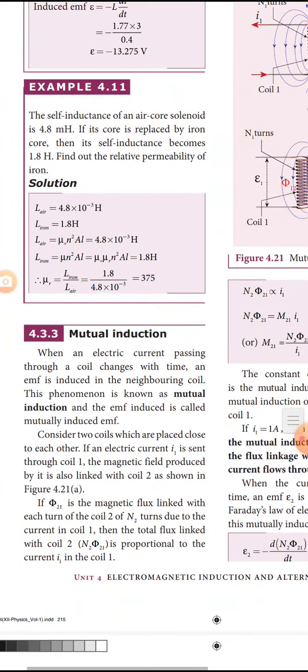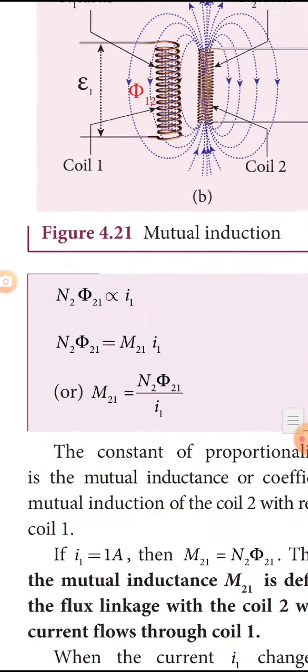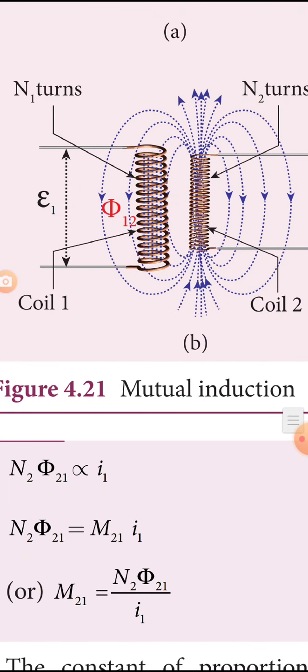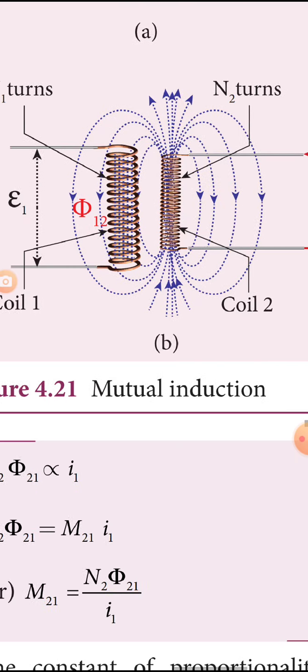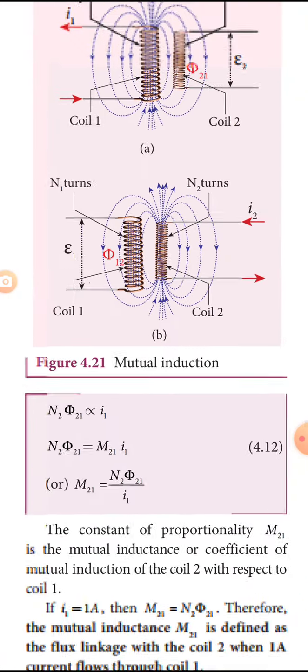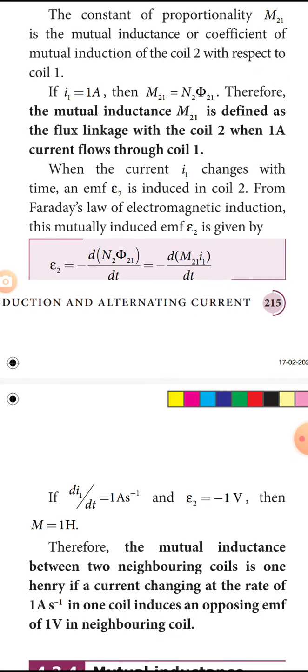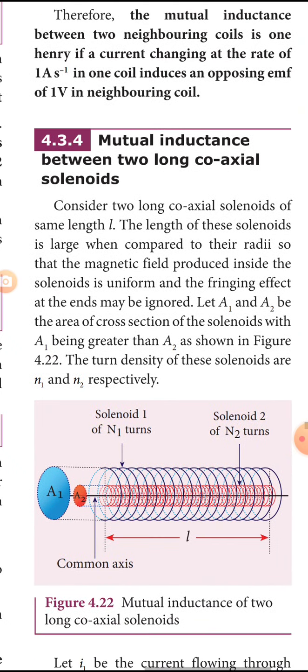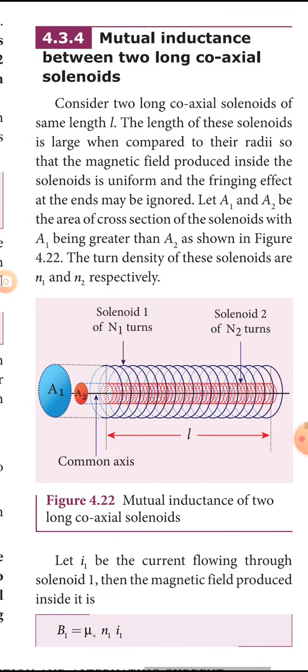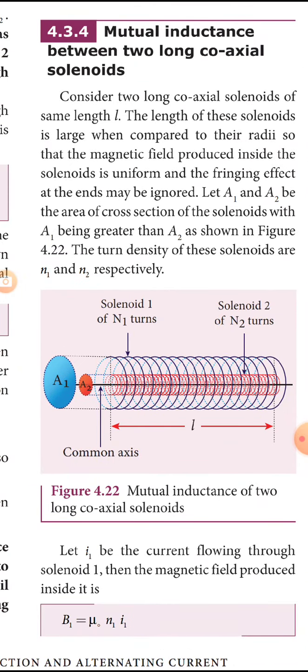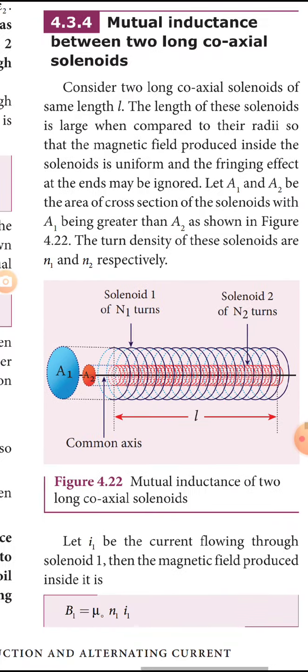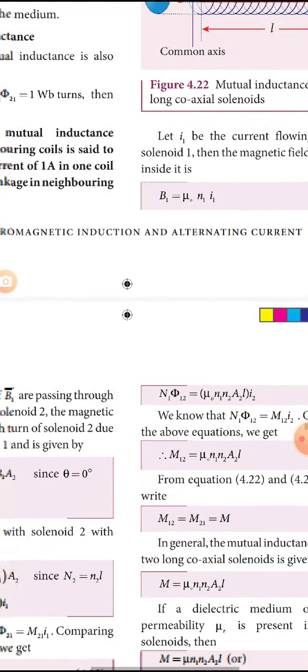Then mutual induction means you have 2 coils. They are mutually inducing the EMF. The left hand side is the primary coil and the right hand side is the secondary coil. And suppose you give an EMF here in the primary coil, another EMF is induced in the secondary coil. Here also you are deriving mutual inductance. So this is for mutual inductance between 2 long coaxial solenoids. So 2 solenoids are placed one over the other, and you are going to find out mutual inductance in that.